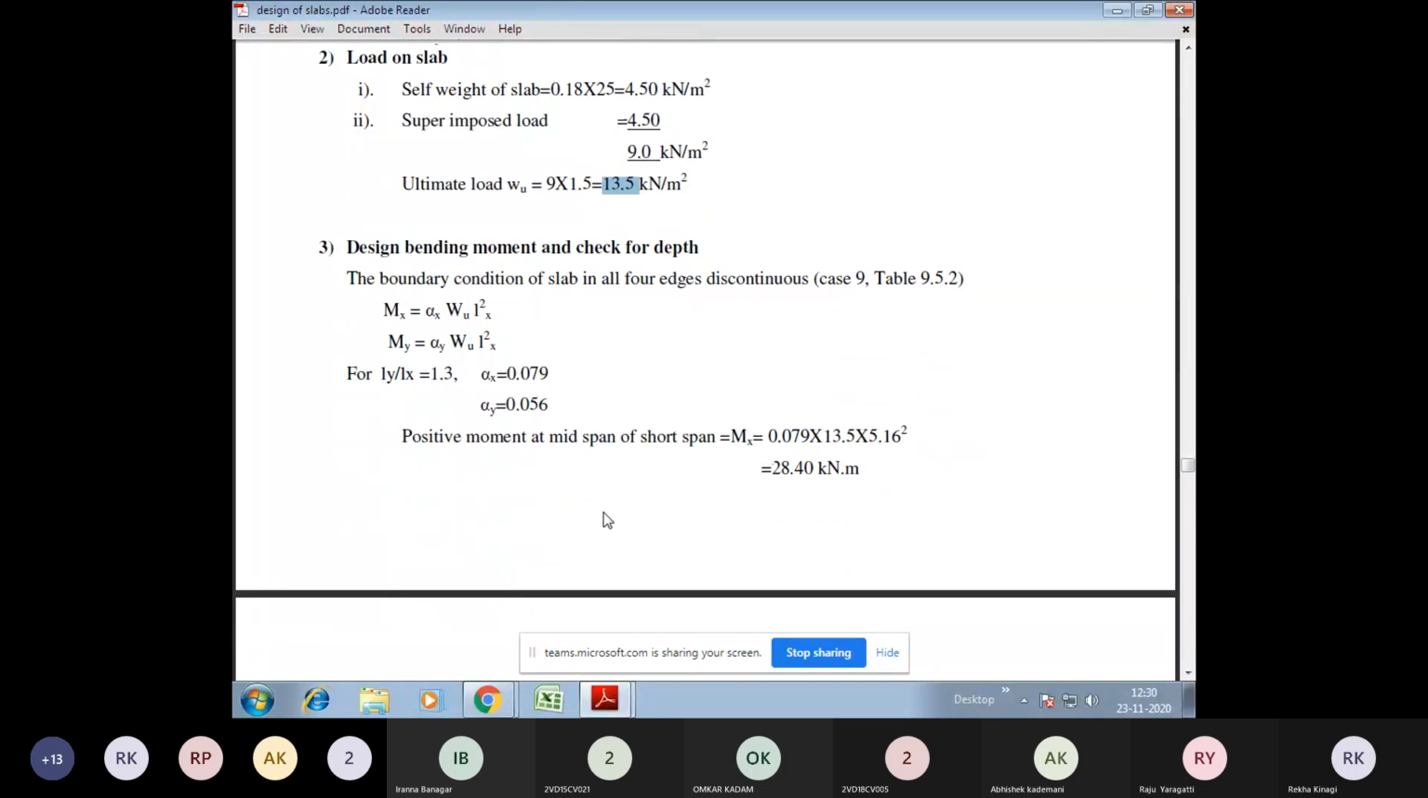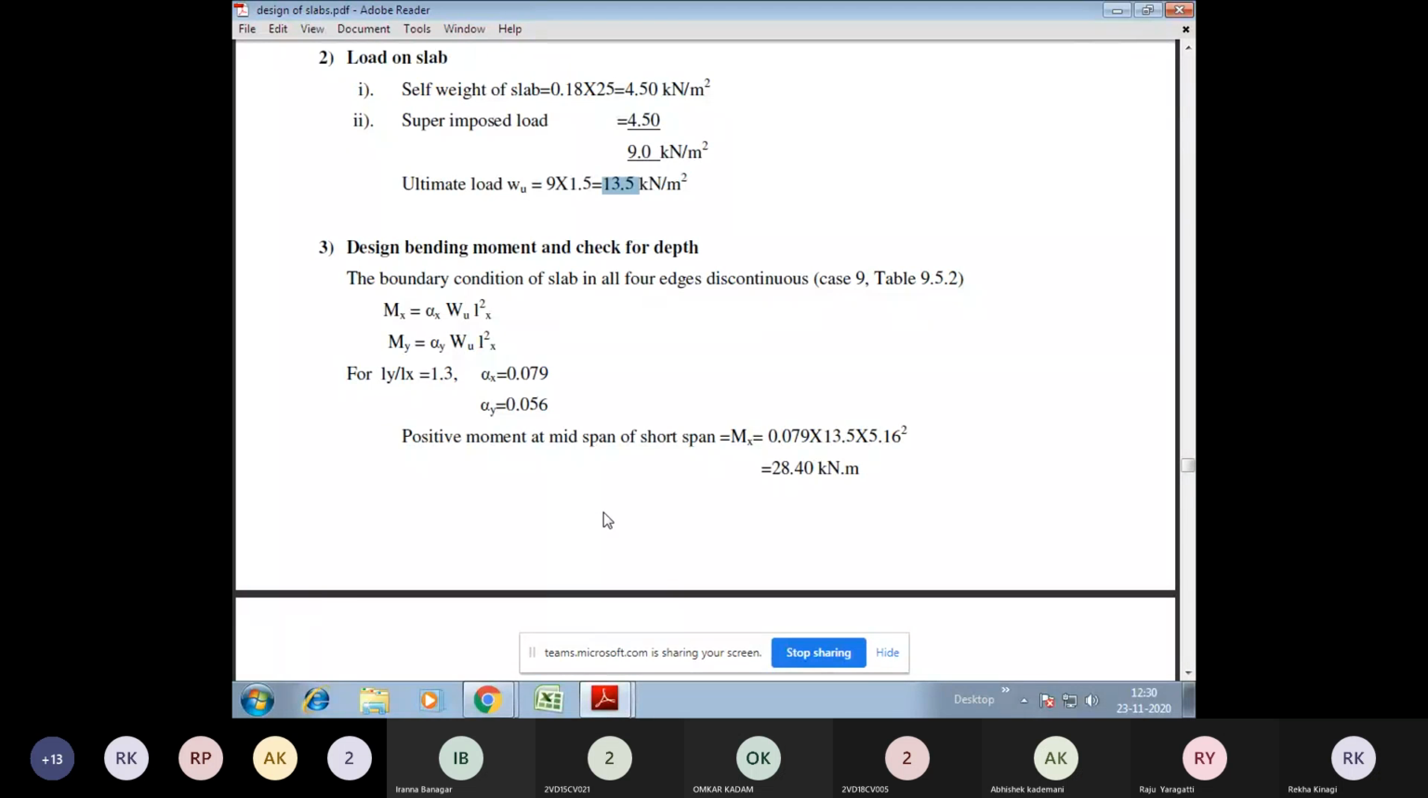So we have only the positive moment for this case since the edges are discontinuous. If the edges are continuous, then we would have both positive moment as well as negative moment. Positive moment at the midspan, negative moment at the support section.